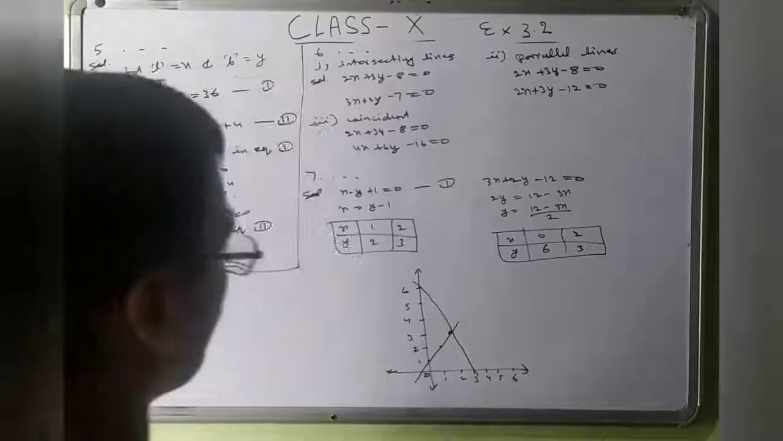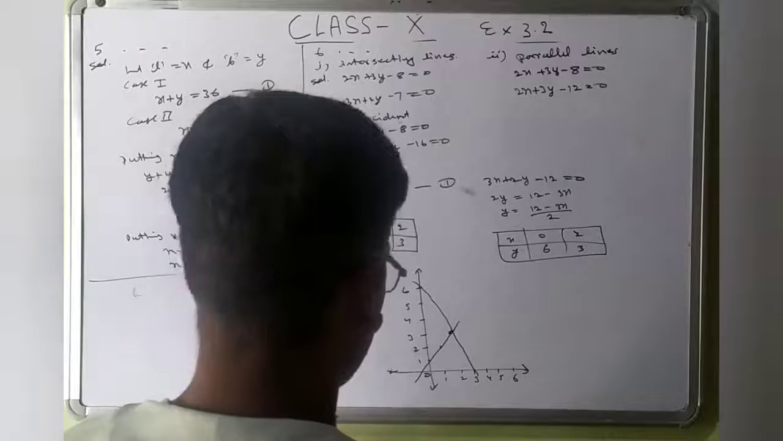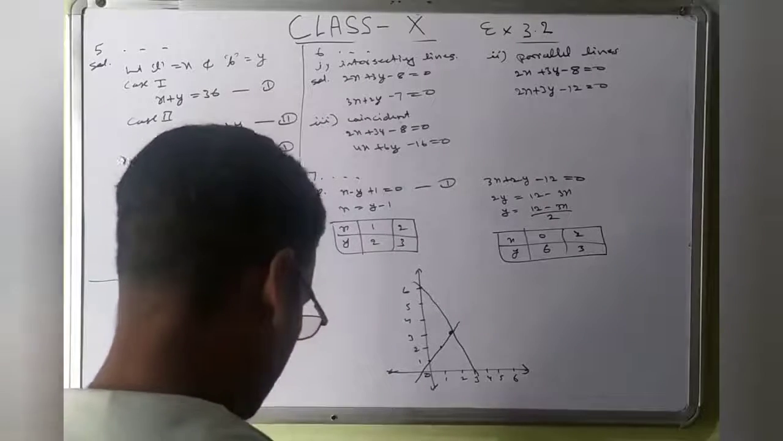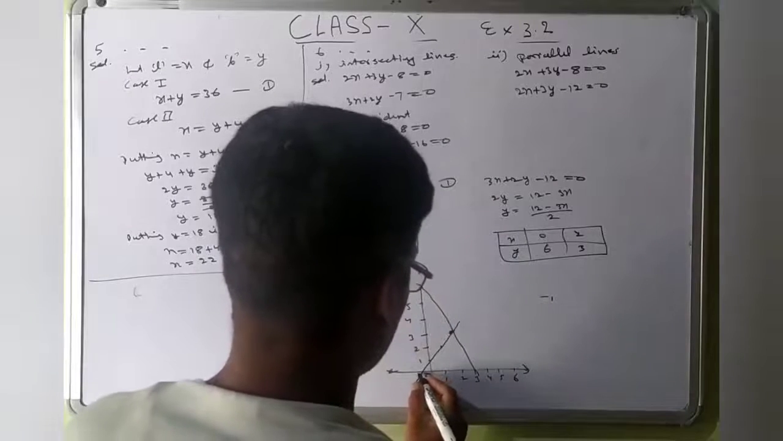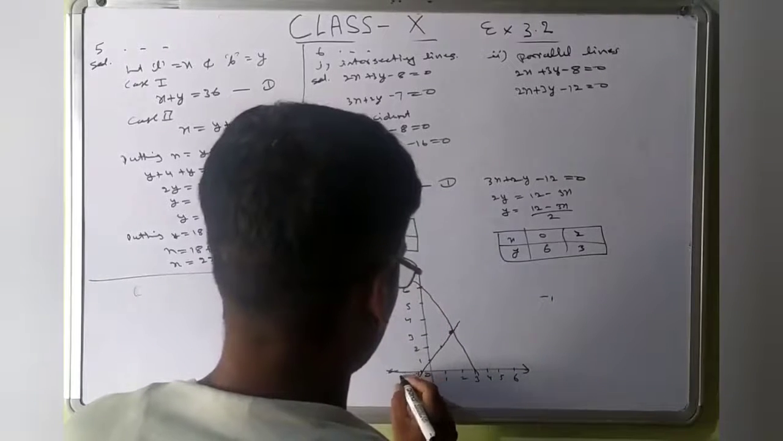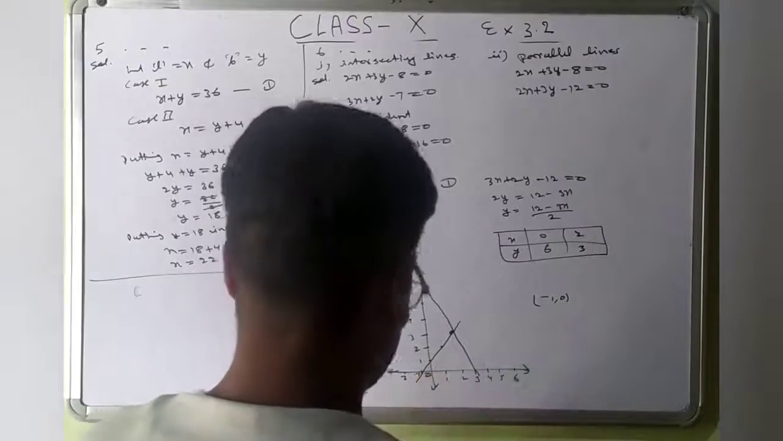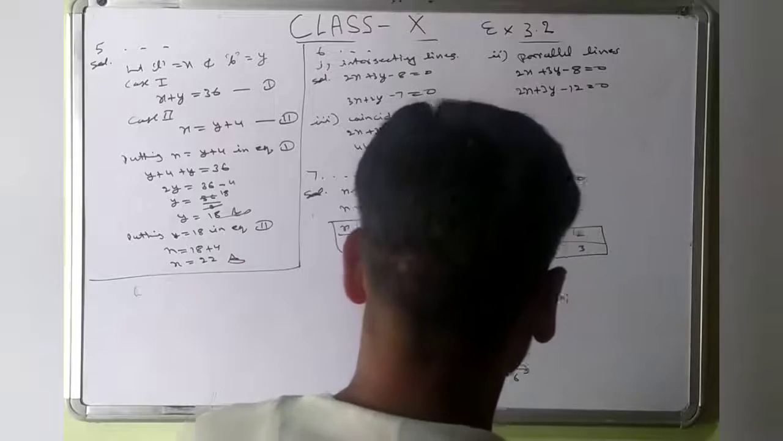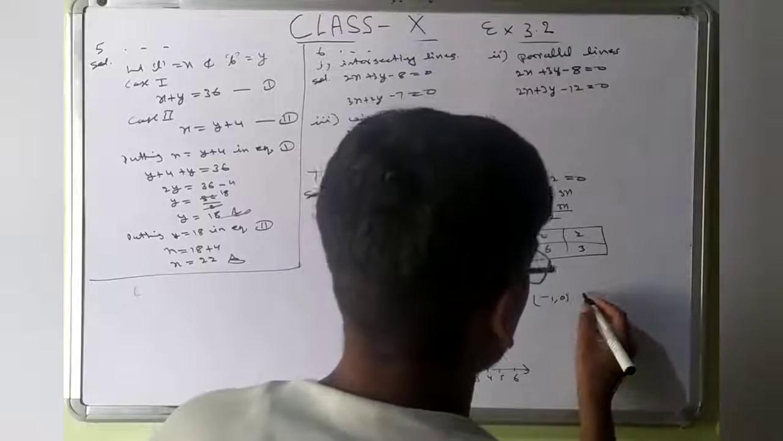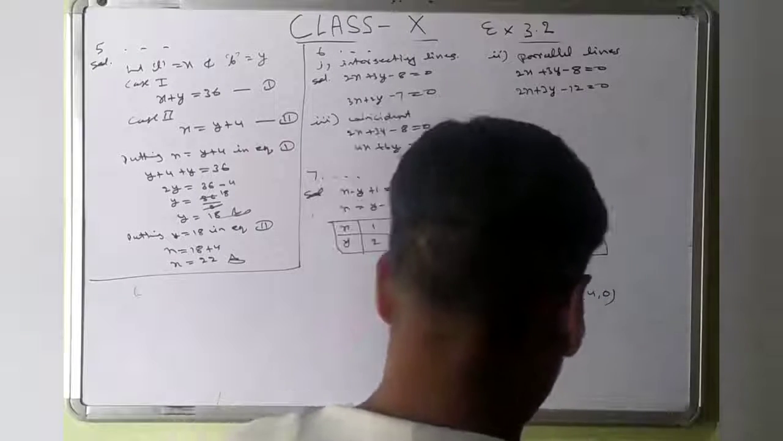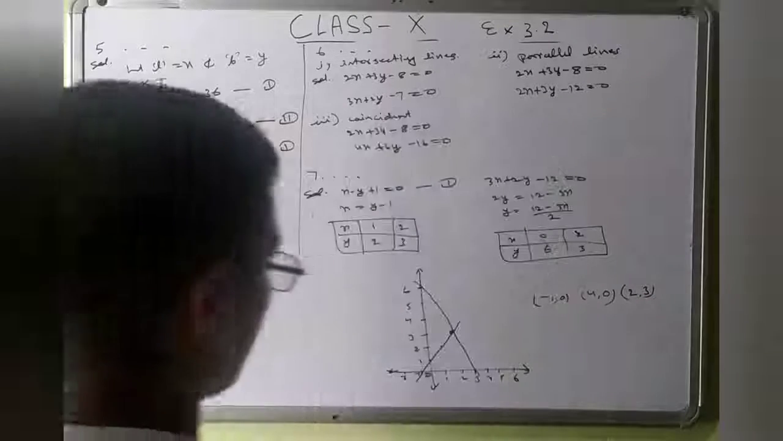Now we will write the vertices of the triangle. The vertices of the triangle will be minus 1, 0, this one. And then the second will be 4, 0. When you draw on the graph, you will see 4, 0 and then 2, 3. This is the triangle. Right?